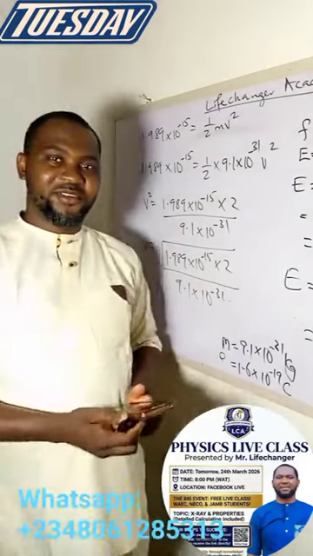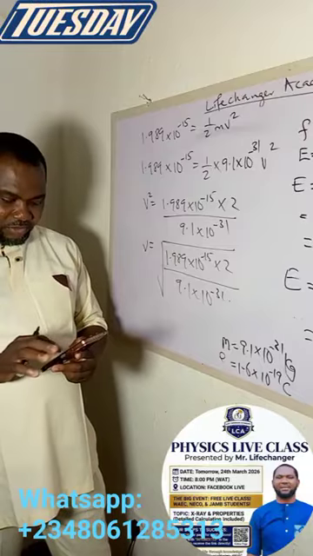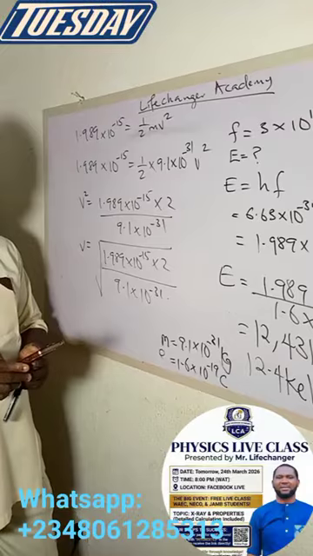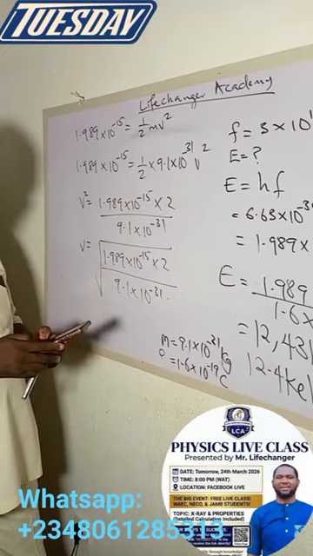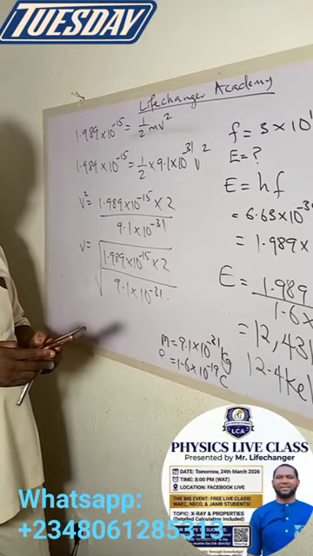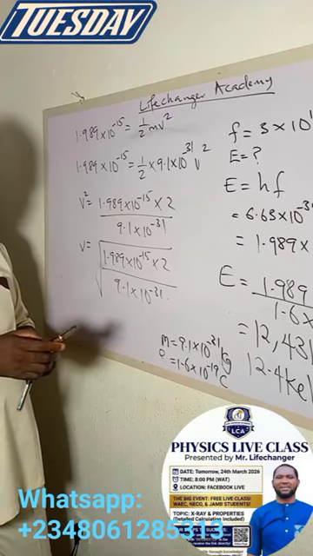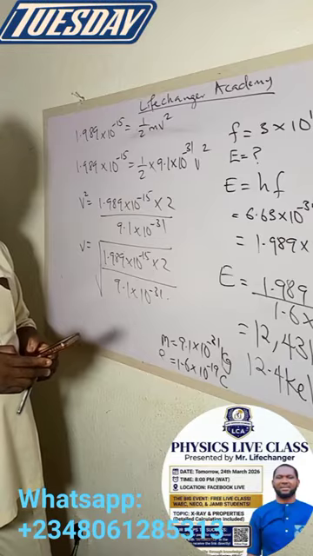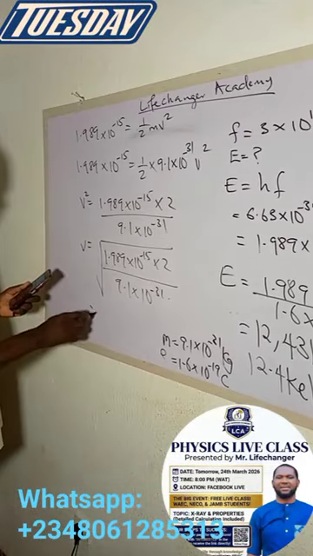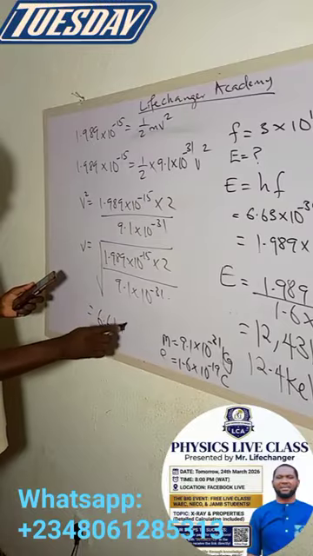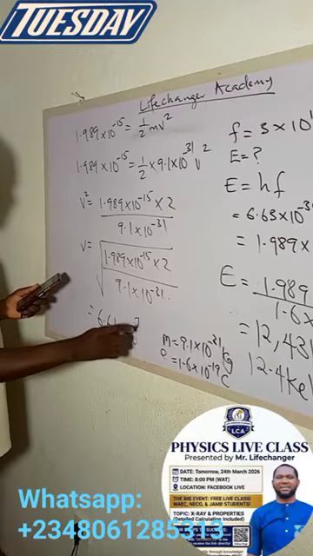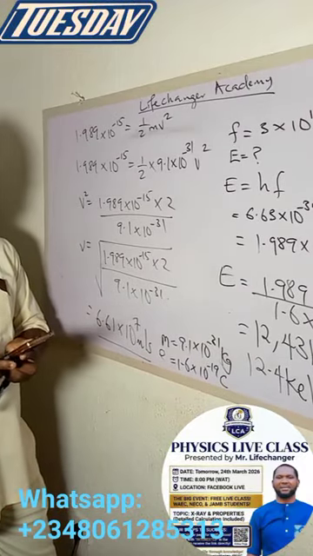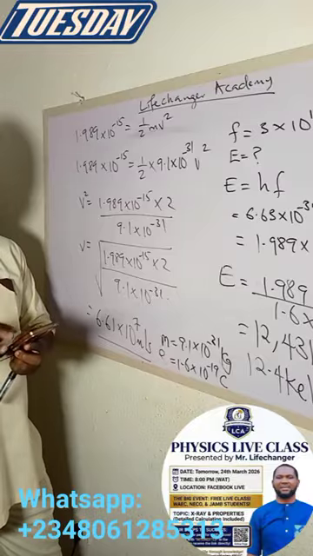Now you can use your calculator. Maybe let me use my calculator here to get the value quickly. Okay, so the value is 6.61 times 10 raised to the power 7 meter per second. That's the value. So you can write that down.